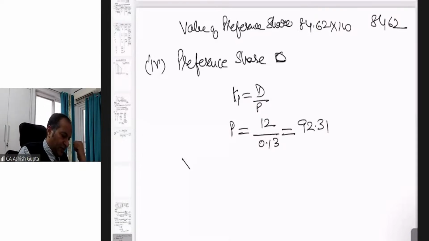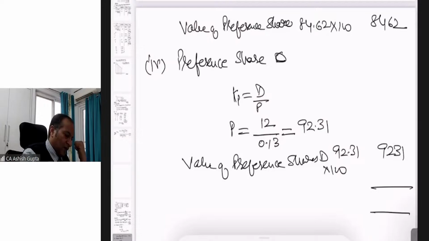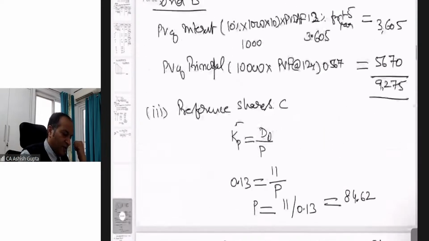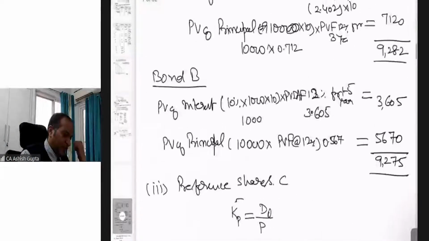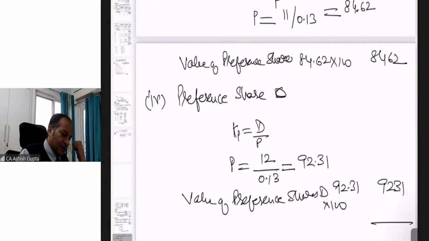Since our value of preference shares will be 92.31 into 100. Okay, student. So we can see our overall value of the wealth comes here. It is 92 point this. The total value becomes 36,250.